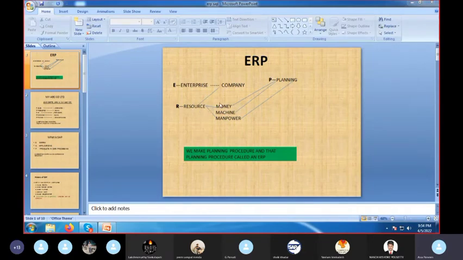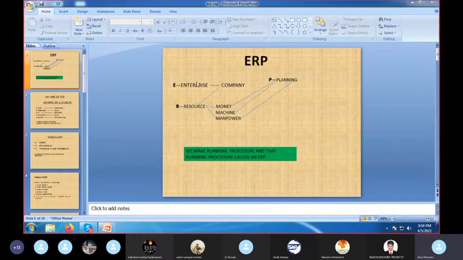Resources: a company has different resources like man, machine, manpower, or assets, we can say. With these resources, a company or business will do its business. So for that, whatever resources are available, how to use those? For that, we are doing planning here.